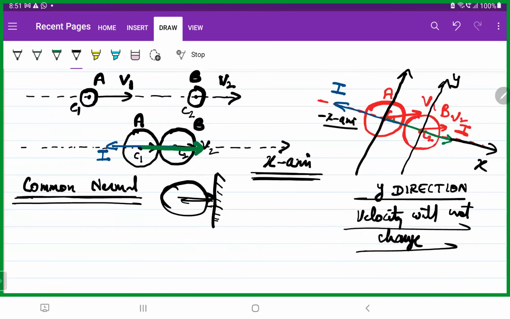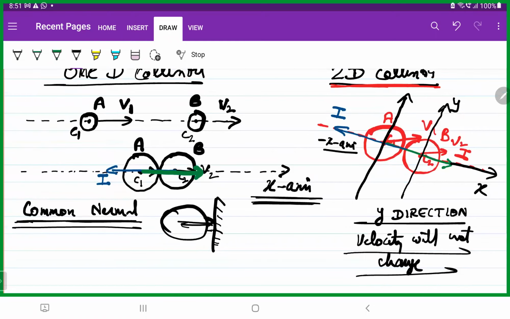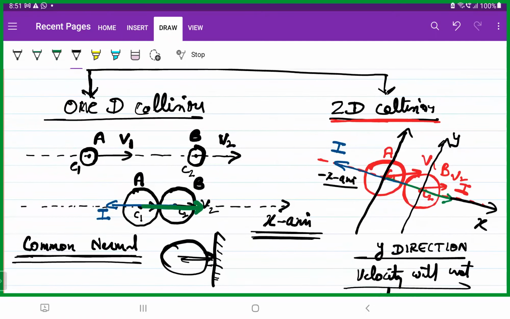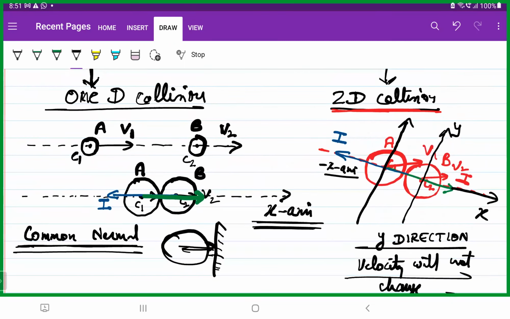So this is 2D collision, when x and y both are involved. In 1D collision, only x-axis is involved. Everything is along x-axis. Forces are along x-axis. Velocities are along x-axis. Okay. So these are 1D and 2D.